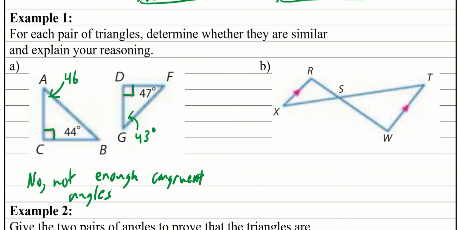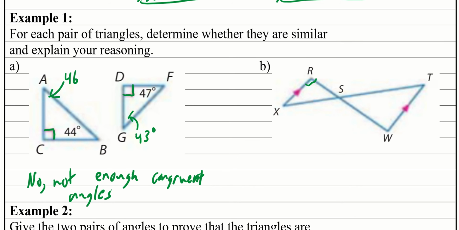Okay, not enough congruent angles. All right, and then the second one here, we have this diagram, and this is similar to something we saw back in Unit 6 when we were dealing with congruent triangles. If I see this here, I have parallel lines, and remember we talked about this, that means I can always look for alternate interior angles in this picture.